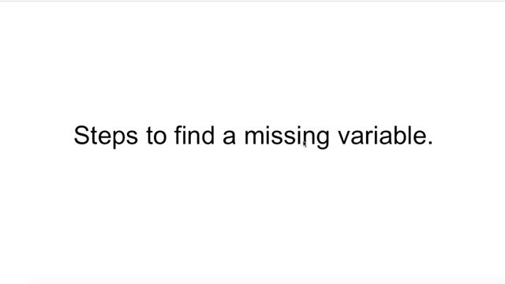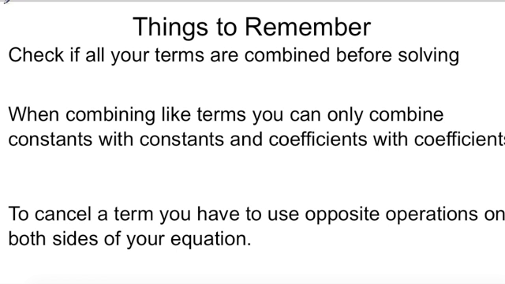In this video, we're going to go over the steps of how to find the value of a missing variable. Now, there are a couple things you want to remember when you're looking for a missing variable. The first of which is to check all of your terms and make sure that they're combined before solving. And what goes along with this is that when you combine like terms, you can only combine constants with constants and coefficients with coefficients.